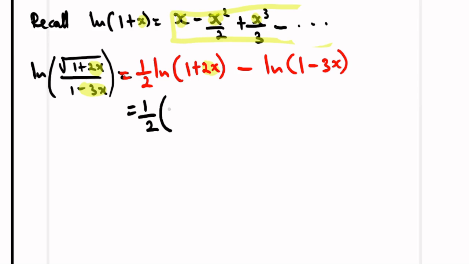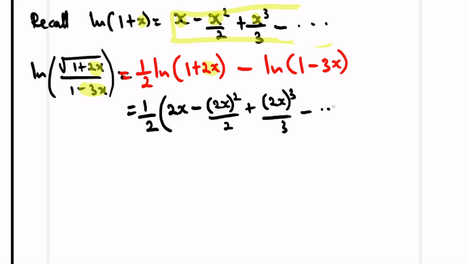Now x, in this case, I'll put 2x minus x squared, that will be 2x squared over 2, then plus x cubed, that will be 2x cubed over 3, then we have the minus dot dot dot. We'll close this bracket, then we have minus the natural log of 1 minus 3x. So we are going to be substituting minus 3x into anywhere we see x in the series expansion of 1 plus x.